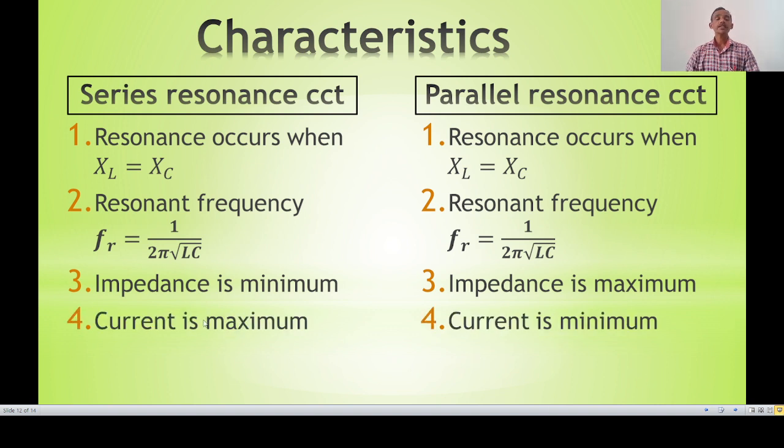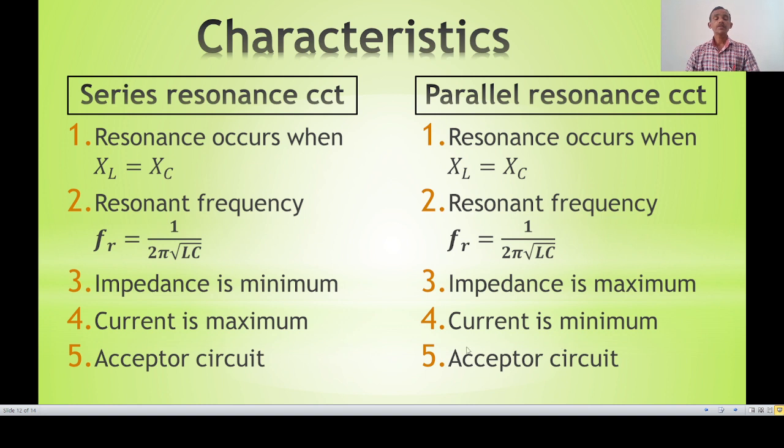Now, fourth characteristic: when the impedance becomes minimum, the current is maximum, that is, maximum current flows through the circuit at resonant condition. In the parallel resonance circuit, the current becomes minimum. Fifth, the series resonance circuit is also called an acceptor circuit, because only some frequency can be accepted here. The parallel resonance circuit is called a rejector circuit.